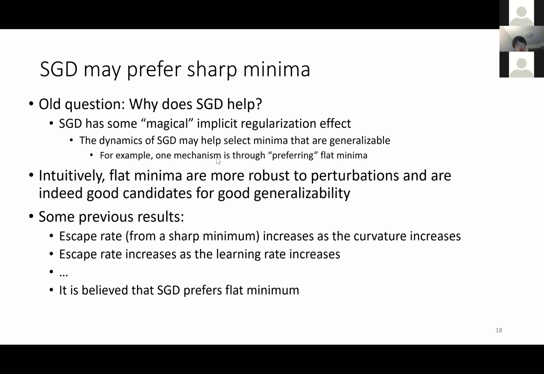For example, one mechanism is through preferring flat minima. Intuitively, flat minima are more robust to perturbations and are indeed good candidates for good generalizability. Some previous results include showing that the escape rate from a sharp minimum, not the escape rate we just defined but a different escape rate, increases as the curvature increases, or that the escape rate increases as the learning rate increases. In summary, it is believed that SGD prefers flat minima.